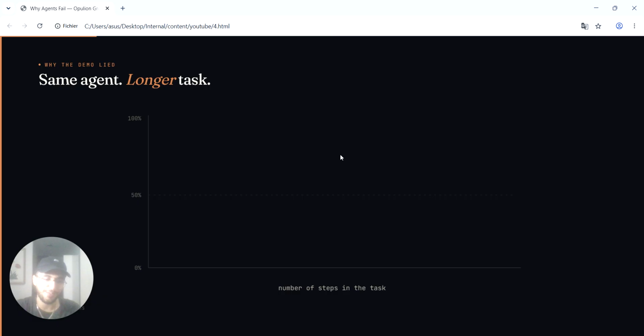And here's the part that makes it even worse. This gets super ugly the longer your task runs on this system. Same agent with the same 92% per step this time. This curve isn't super complicated. It's just what happens to your success rate as the task gets longer and longer, as you add more steps. Now, 3 steps, that's the demo. 78%. Looks incredible in a pitch meeting. Everybody claps.